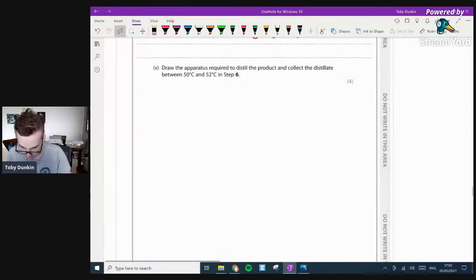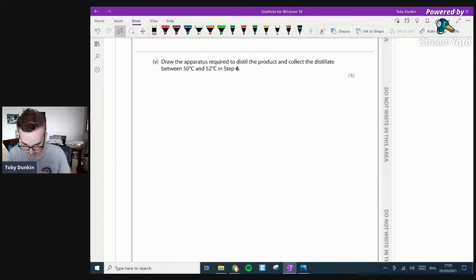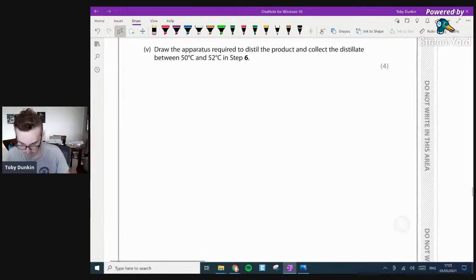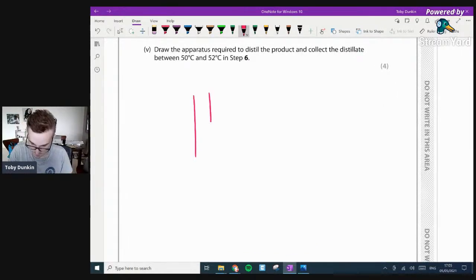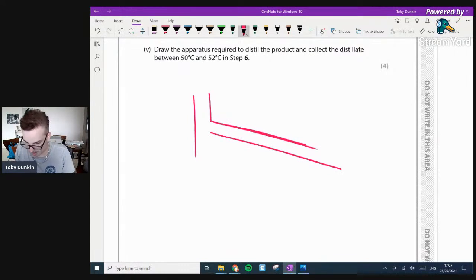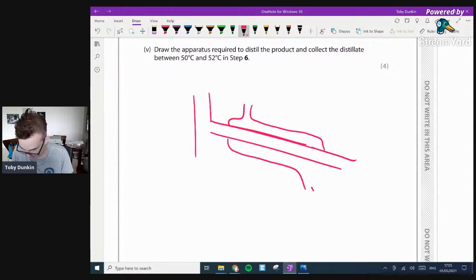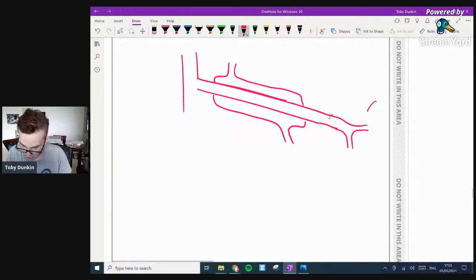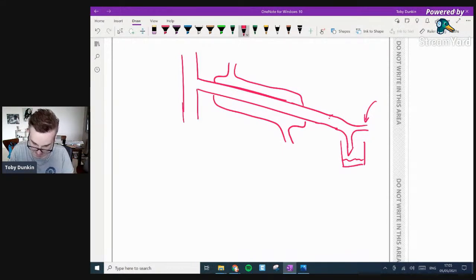Draw the apparatus required to distill the product and collect the distillate between 50 and 52. Okay, so distillation. We've got to collect it as well. Got to collect it. I'm going to do a collector. There we go. That's a pressure release tube. And then I'm going to collect it. There we go. And then need to add my pear flask.